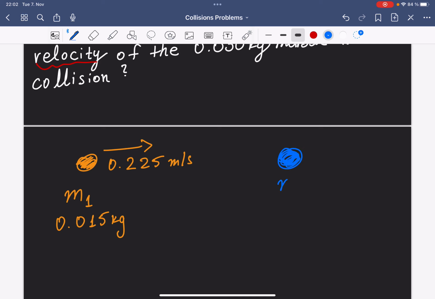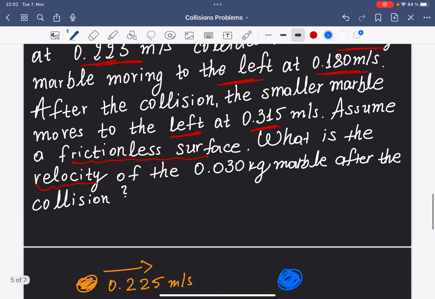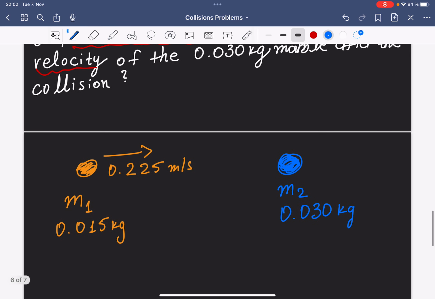And then we have the second marble that we can call M2, and it has a mass of 0.03 kilograms that is moving to the left. It's moving to the left at 0.18 meters per second. So direction is very, very important.